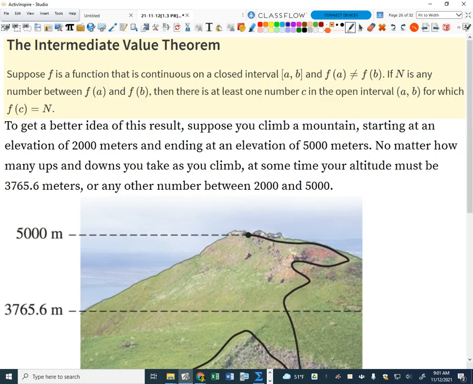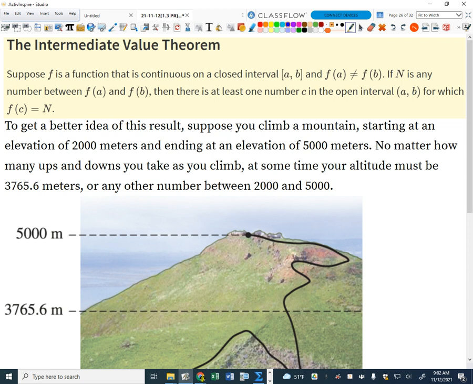Here is, in the textbooks that I think are on the way, kind of a cool thing they do in this book. And I think they do something similar in the Larson books too, the old books. The intermediate value theorem says essentially the same thing. Suppose f is a function that is continuous on the closed interval a to b, and f of a is not equal to f of b. They call it n, whatever. Different books are going to call it different things. If n is any number between f of a and f of b, then there's at least one number c in the open interval. They got that right. For which f of c equals n.